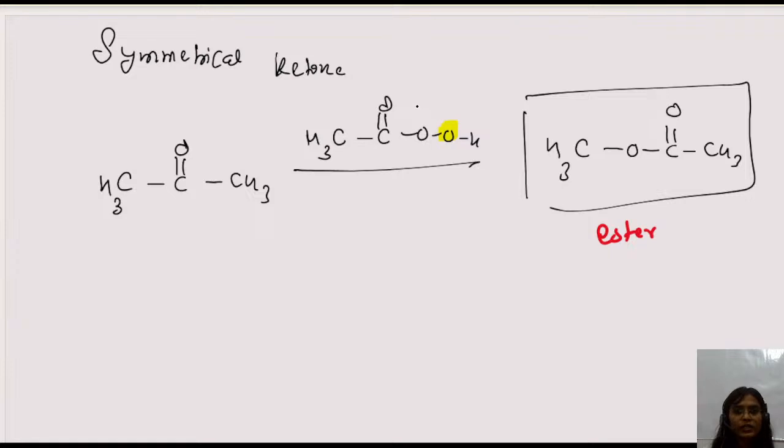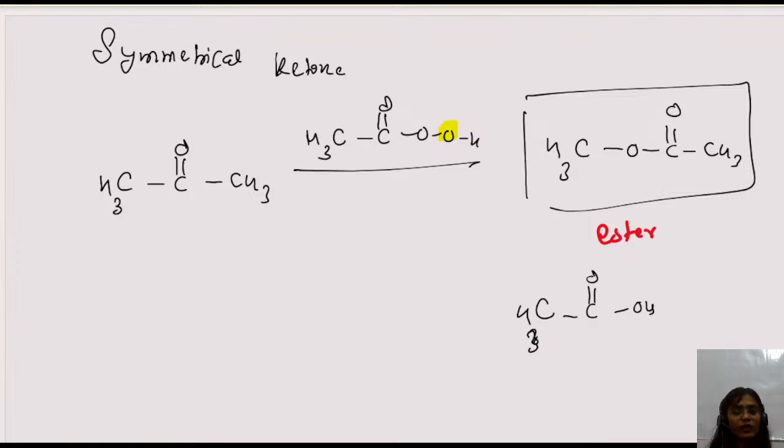Next point, with the help of this per acid, one more acid is there. Now some of you may say, ma'am, but you said acid is not there. Be noted, ketone gives ester. This acid is the reagent part, like the previous one. It's not part of the substrate. So ketone gives ester, while aldehyde gives only the acid.